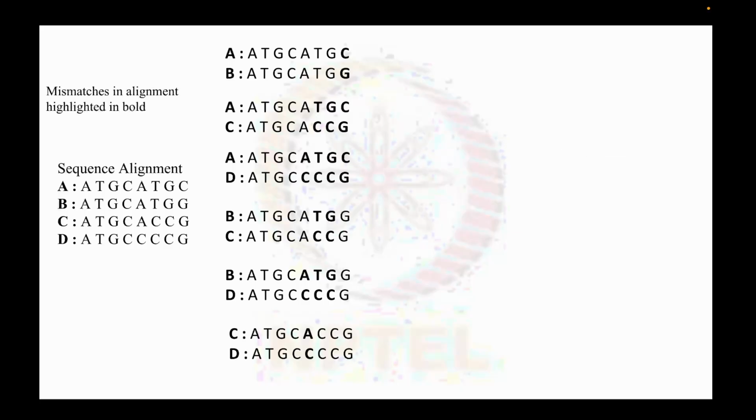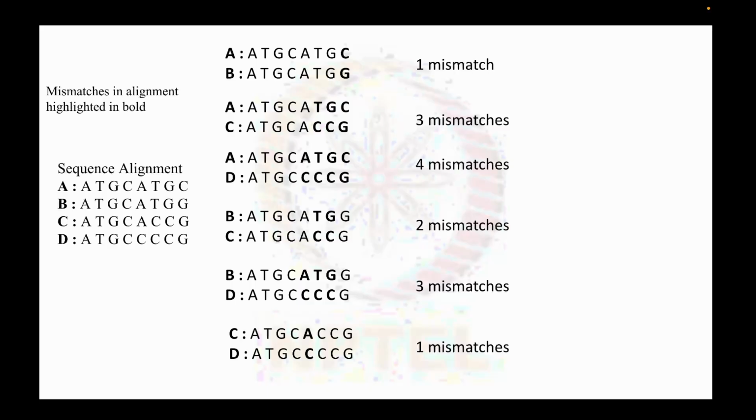The mismatches in these alignments are highlighted in bold. In pairwise alignment of A and B we have one mismatch. In A and C we have 3 mismatches, in A and D we have 4, in B and C we have 2, B and D we have 3 mismatches, and C and D we have 1 mismatch.